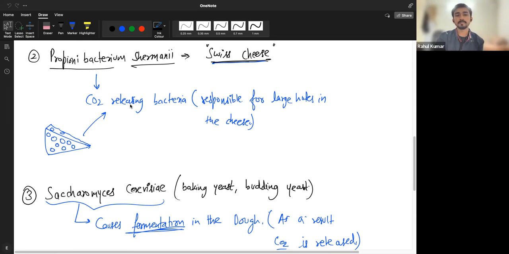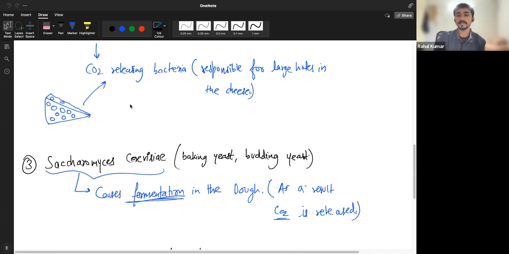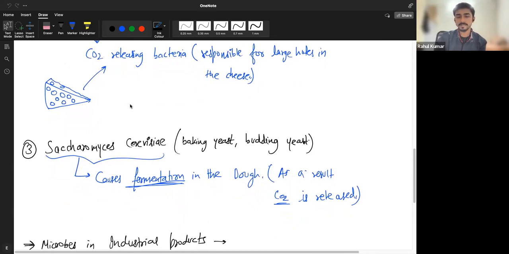So Propionibacterium shermani is a bacteria that releases CO2. It ferments, so it makes the cheese through fermentation. The same process of fermentation where CO2 is released is also done by yeast, which is Saccharomyces cerevisiae. It's called baker's yeast, baking yeast, or budding yeast, and it causes fermentation in the dough, in that starch, carbohydrate food source, and as a result of that dough you get the cakes and the bread made.